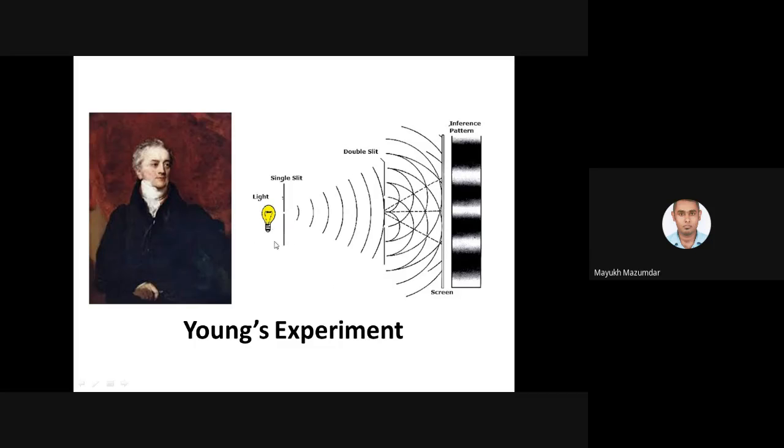One thing, let me clarify, he didn't use a bulb. This was done in the 1600s, I think. Sorry, 1800s, 1801 maybe. And we didn't have bulbs back then. So in the original experiment, he used sunlight.